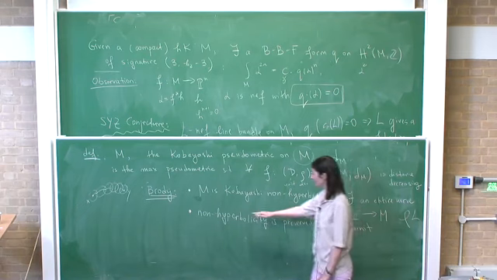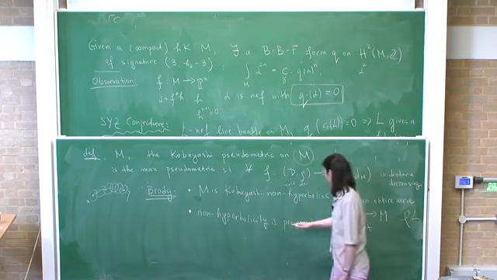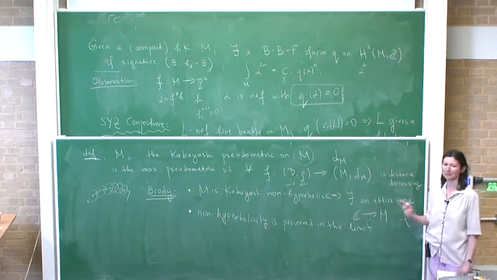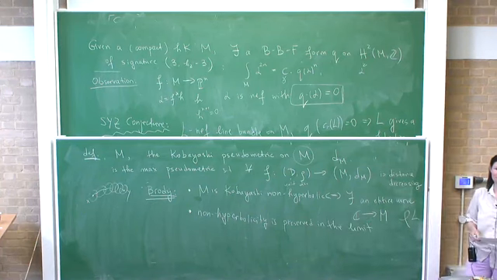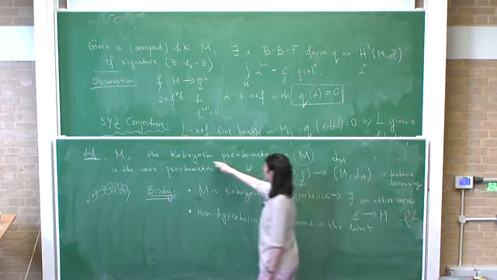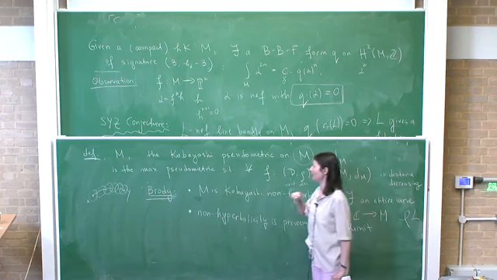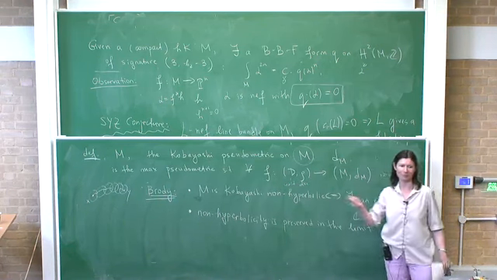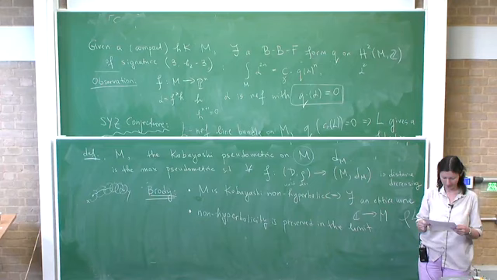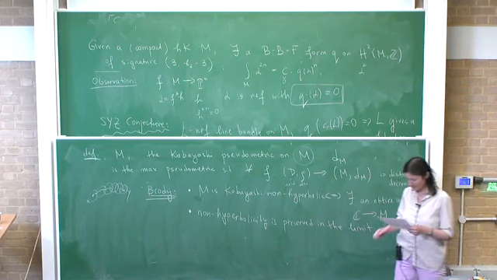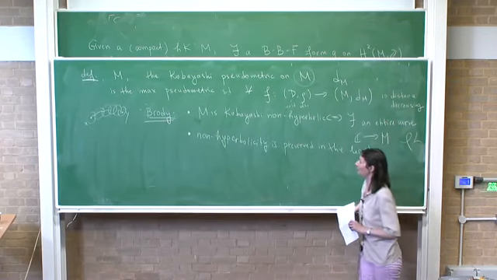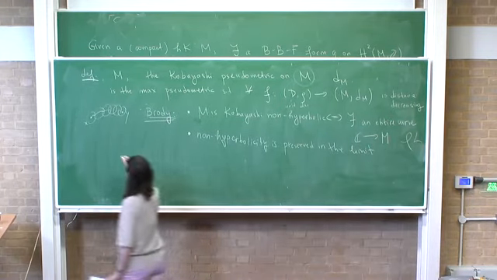And regular hyperbolicity is not necessarily preserved in the limit. However, non-hyperbolicity is preserved. If you have a sequence of Kobayashi hyperbolic manifolds, then the limit may or may not be Kobayashi hyperbolic. Okay, so now we're ready to state Kobayashi's conjectures.